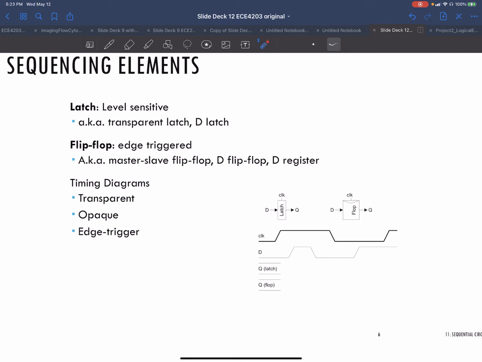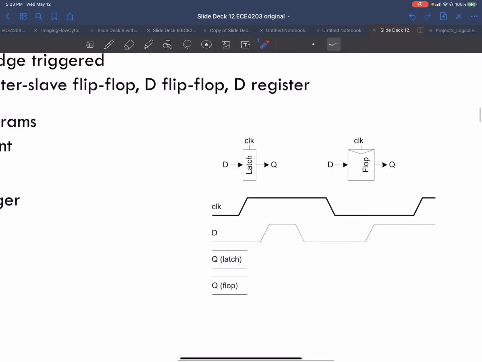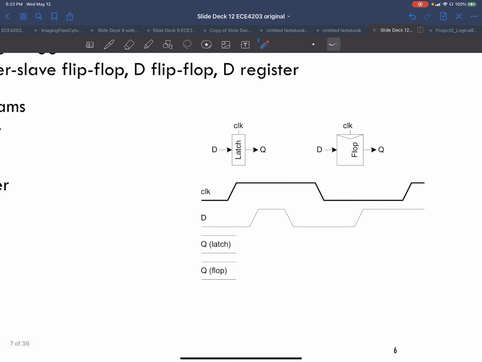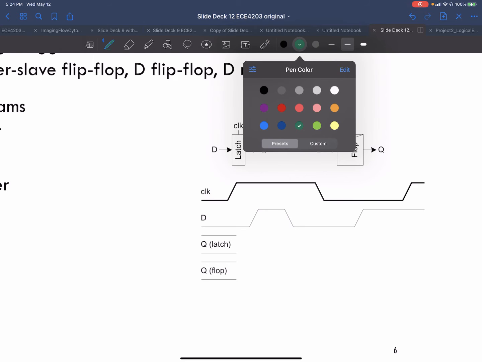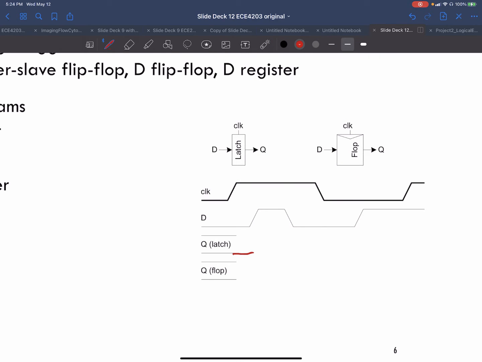So let's take a look at it. I think it's just easier to look at it here. Let's say you have a clock going to your latch and your flip-flop, and you have the same input D going to both circuits. Now let's look at what happens at the latch and the flip-flop. So here's the latch output. What happens at the latch is anything that happens during the high clock goes to the output, here with some delay. The clock is high here, so the latch output will just follow the input.